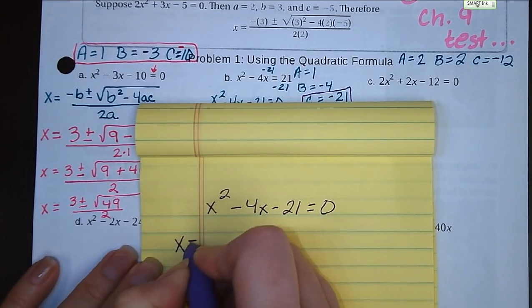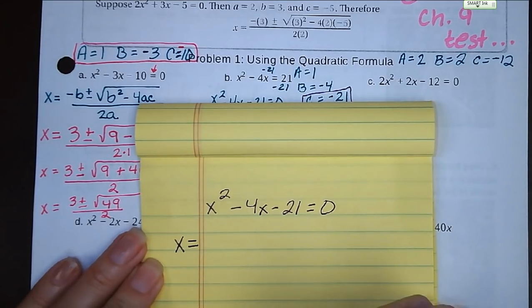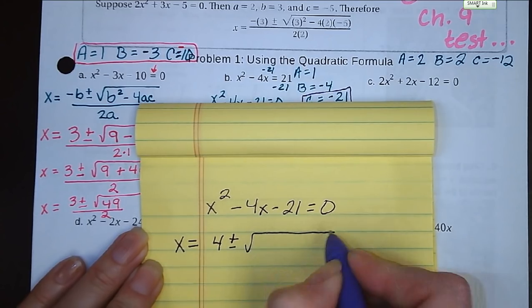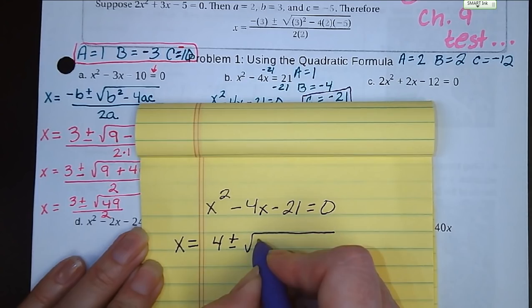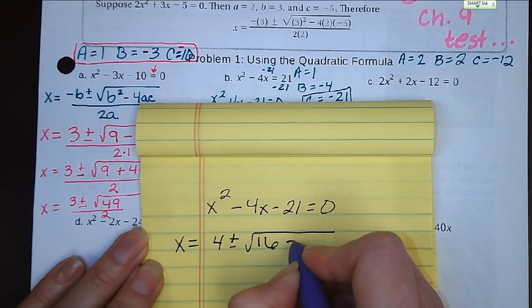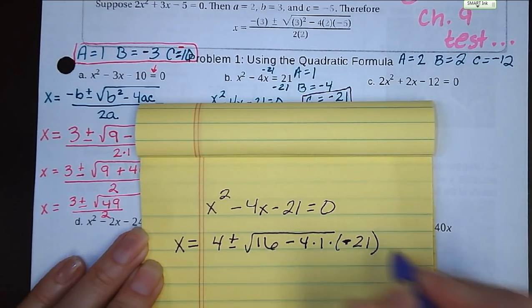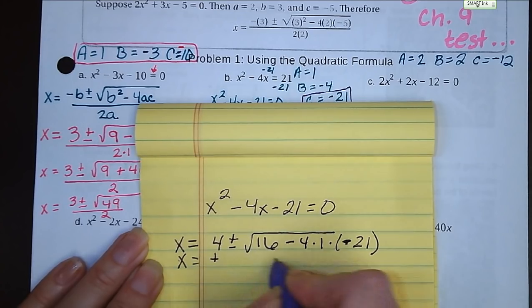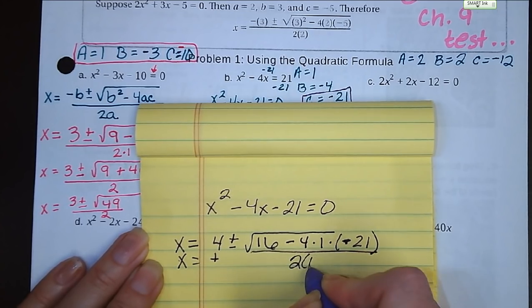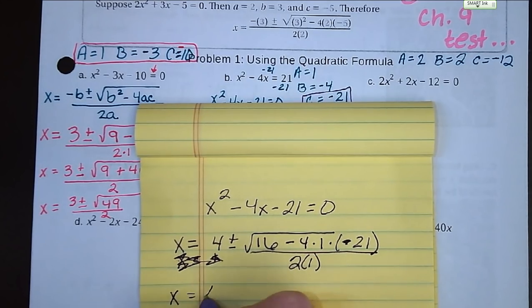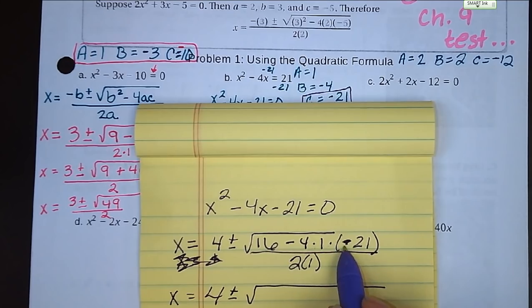Now we are going to use the quadratic formula, the opposite of b. So the opposite of negative 4 is positive 4, plus or minus the square root of b squared, so negative 4 squared is 16, minus 4 times 1 times negative 21, all over 2 times 1. Don't know that my writing's much better. So x equals 4 plus or minus the square root of 16 plus 84, all over 2.